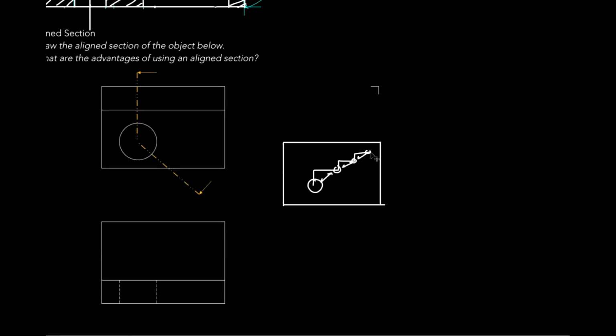So, minsan, sometimes it's more appropriate na gumawa tayo ng aligned section na from here. So, tapos i-align natin siya this one, going this direction. Okay, para this distance right here will be shown in its true size pagka-translate na natin siya into the aligned section. Okay? Okay, so that's aligned section.